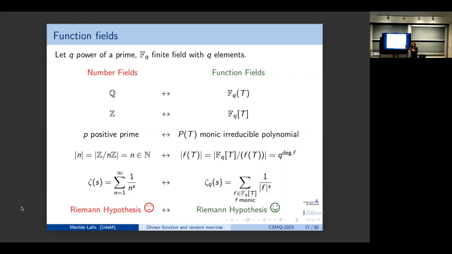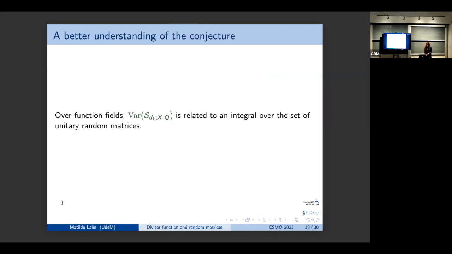But this analogy goes much deeper than what I'm writing on my slide. This is a non-trivial big theorem. How do they reach this conjecture? What happens is that over function fields, this variance ends up being related to an integral over the set of unitary random matrices.